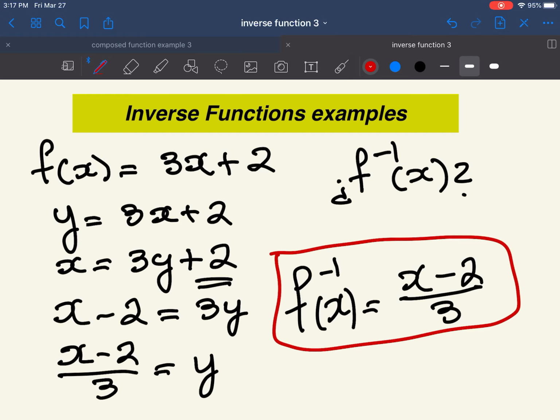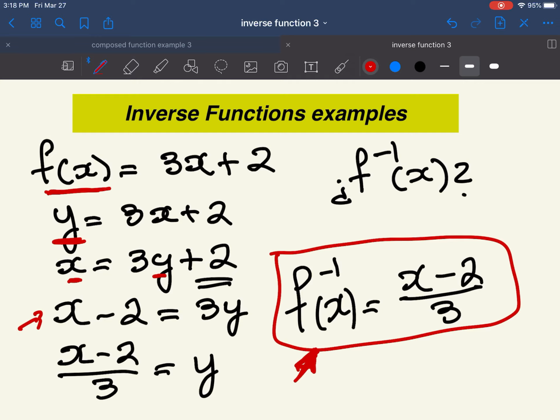Then right here, you substitute the f by y, and now you interchange y and x and solve the equation. You solve for y, and when you solve for y, finally this is my answer.